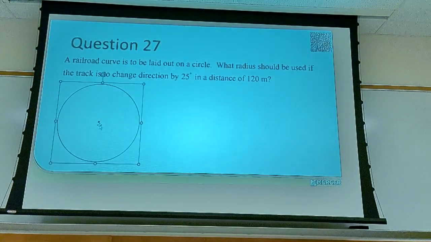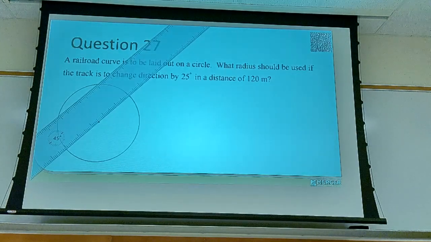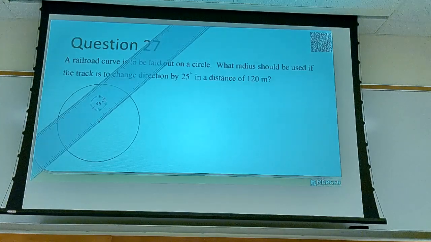Actually, here I'm going to still use the circle. If a curve is to be laid out on a circle, what radius should be used if the track is to change direction by 25 degrees in a distance of 120 meters? And again, how we start doesn't matter. I'm already at 45 degrees, so I'm just going to leave it there. If I want to be exact, 45 and 25 is 70, so I'm just going to make this now 70 degrees.